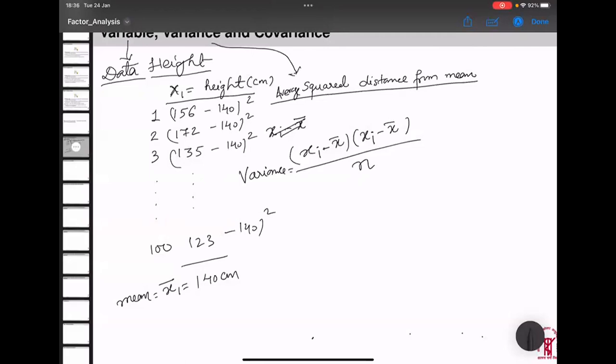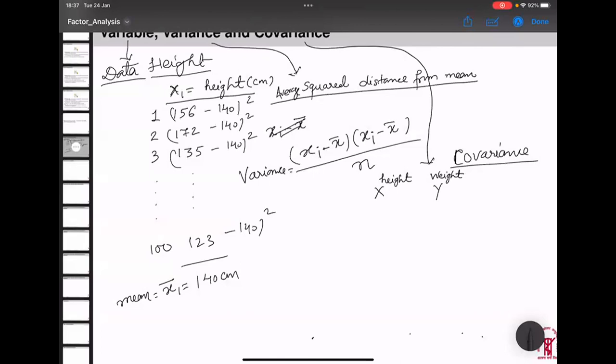Now, there is one more term, and that term is named covariance. What is covariance? Variance measures the variability in a single variable. Suppose you have x, which is height, and another variable y, which is weight. Now you want to measure the joint variability of x and y. So it will be measured in terms of covariance.